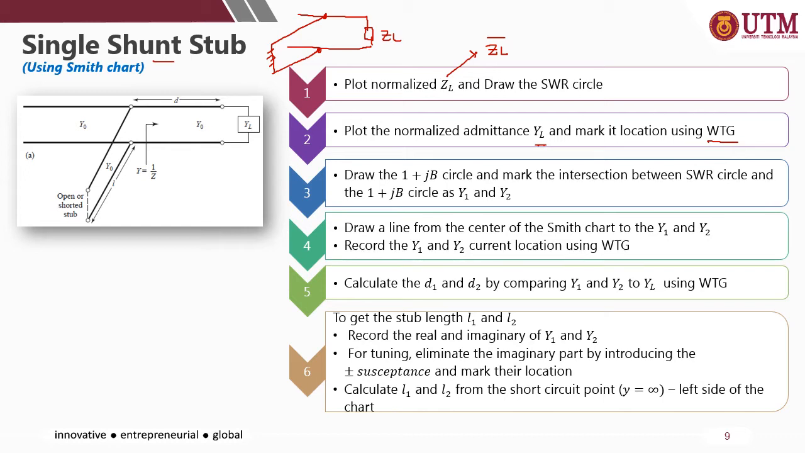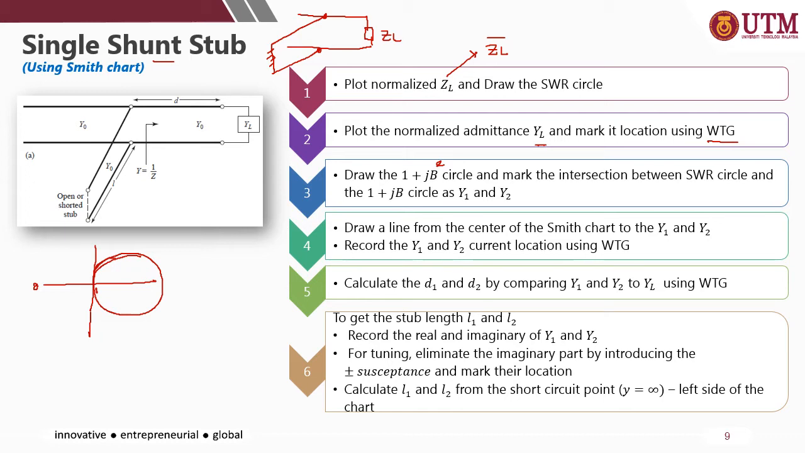Right, next, draw the 1 plus jB circle on the Smith chart. So here is 1, here is 0. Draw the 1 plus jB circle, where the real part is 1 and B represents all the susceptance values having the same real part.